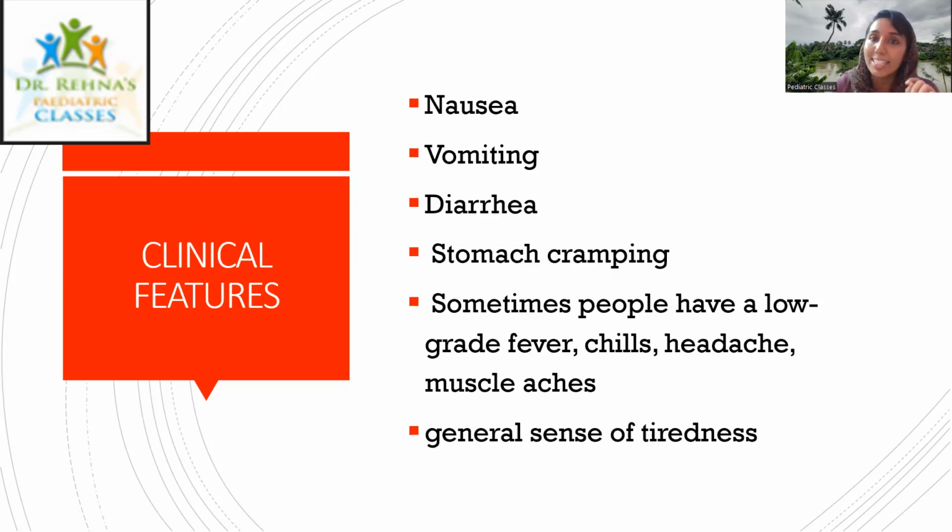So what are the clinical features? Please note the clinical features include nausea, vomiting, diarrhea, and stomach cramping. Sometimes people have a low-grade fever, chills, headache, muscle aches, etc. There can also be a general sense of tiredness or lethargy. Babies tend to be more lethargic. Though the diarrhea component will be slightly less in very small babies, they tend to be more lethargic. So the presentation can vary, but most commonly it causes gastroenteritis. All these clinical features you can get in a norovirus infection.